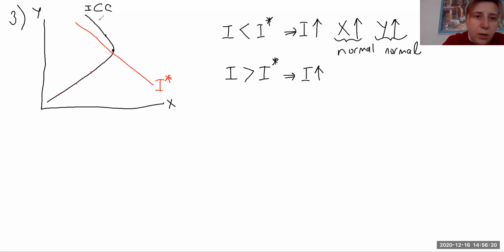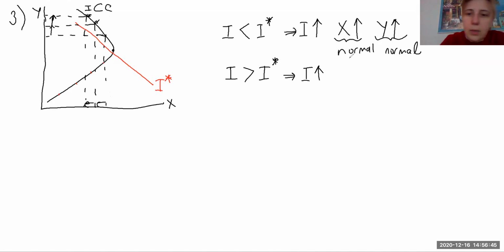the budget line shifts further and further. While income increases, now try to see that the consumption of Y increases, but the consumption of X starts to decrease, right? So consumption of Y increases, but consumption of X starts to decrease after this critical income level.